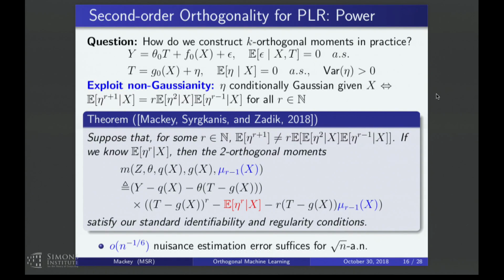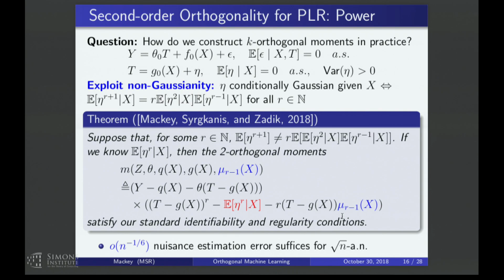So here's the result. If you don't satisfy this condition for some r, and hence you're not Gaussian in this particular way, and if I know essentially the rth moment of eta, then the following moments are two orthogonal. This is what they look like. There are a couple things worth noting about this. First, I've actually introduced another nuisance function. Before we had f and g, q is a linear combination of f and g, so now we have q and g. But I introduced this new nuisance function, which is basically the conditional r minus first moment. So it's again something that we have to estimate, but it's still two orthogonal, so I can get this pretty poor n to the minus 1/6 estimate of it.